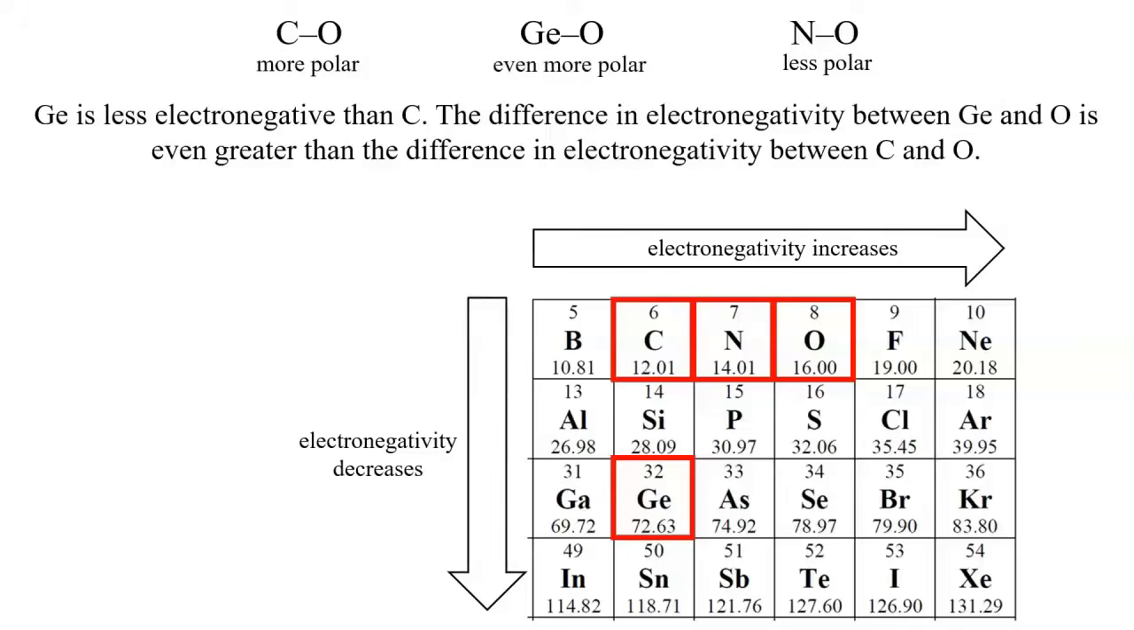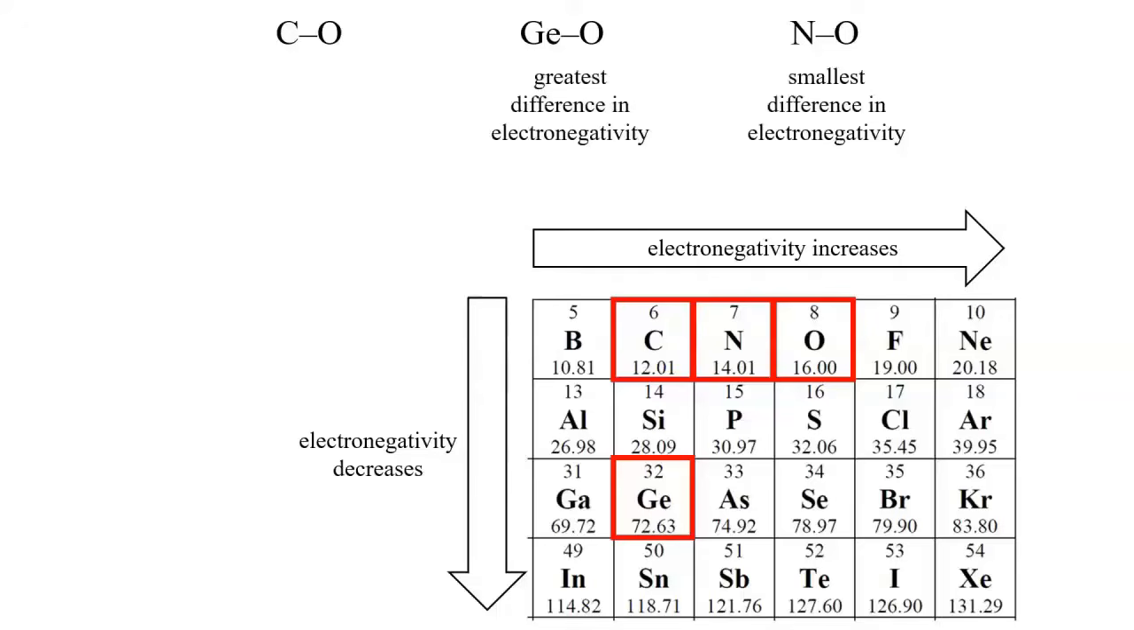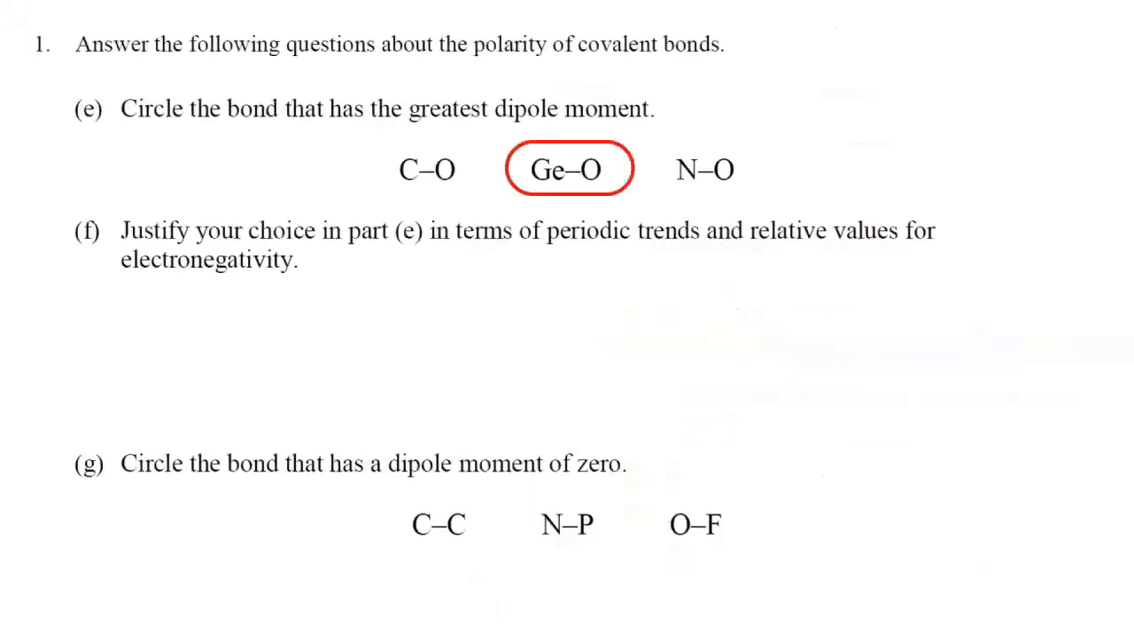So the correct answer to this question is the germanium-oxygen bond has the greatest dipole moment. It's the most polar bond because it has the greatest difference in electronegativity between the two atoms. So I circled the germanium-oxygen bond, and then here is my justification.